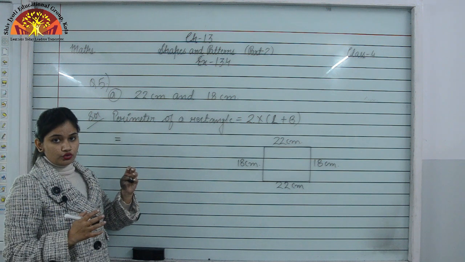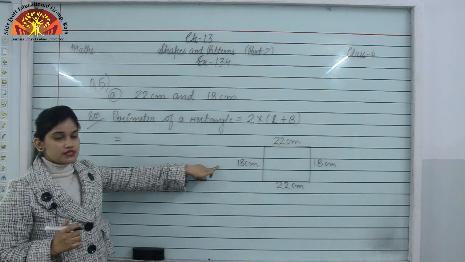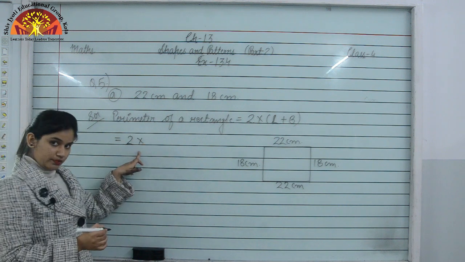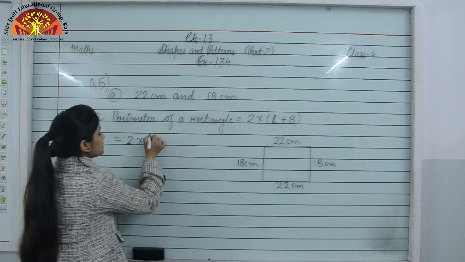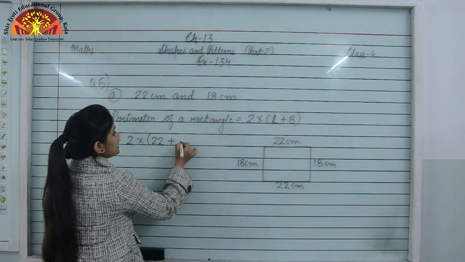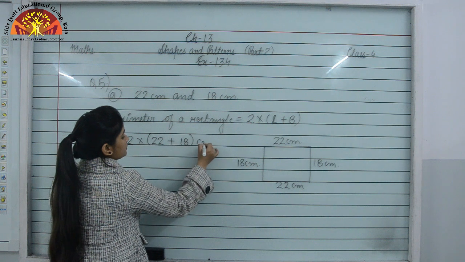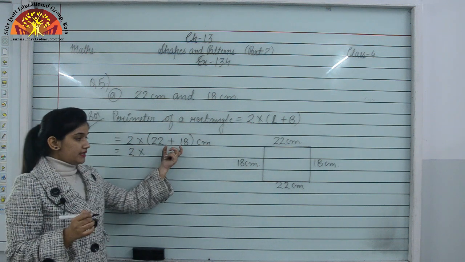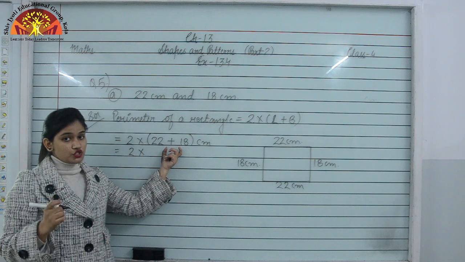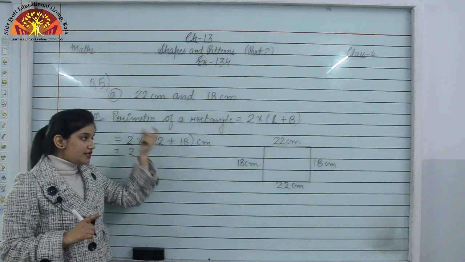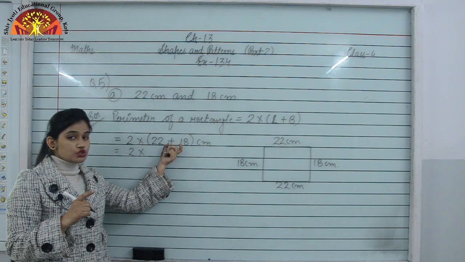So what we have to do now, we have to put the values in this formula. 2 and multiply will be as it is. Now length is given 22 centimeter and breadth is given 18 centimeter. Okay. So now students, we can see this bracket. Bracket means first of all we have to find the addition. We do not have to multiply first. First we will find the addition of these two numbers.